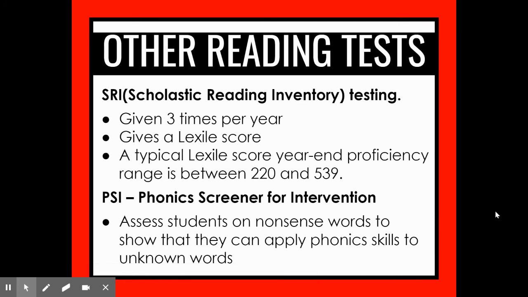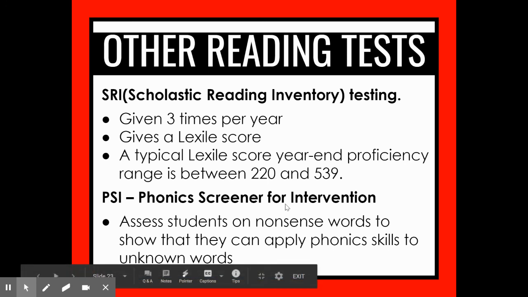Other reading tests that we give are the SRI, and this is usually given in the library during their activity time with Ms. Kublank, and this is given 3 times a year, and at the end of the test, it will give them a Lexile score. So a typical Lexile score is between 220 and 539, and this just gives us an idea of what kind of books they should be reading on their Lexile level when they go to the library, and the goal is obviously for them to increase their Lexile throughout the year.